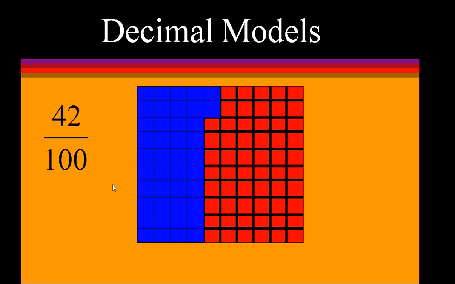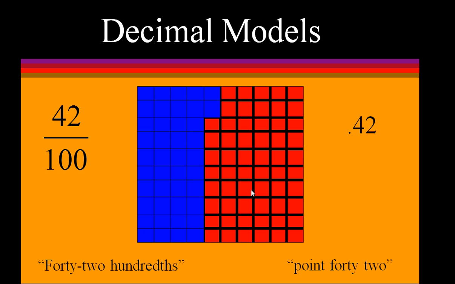Okay, moving along here, we see that there are 42 blue, and the same total of 100, that is 42 hundredths. And another way you might be able to say this is just 0.42.